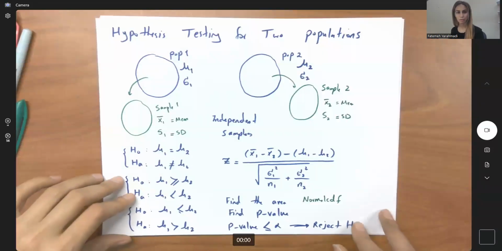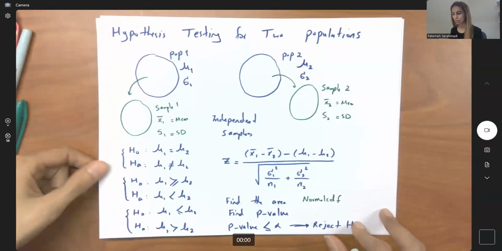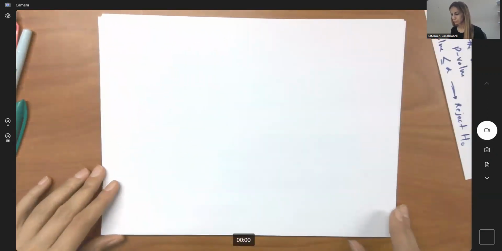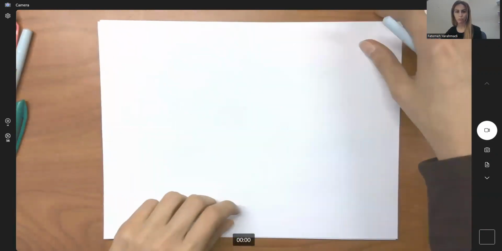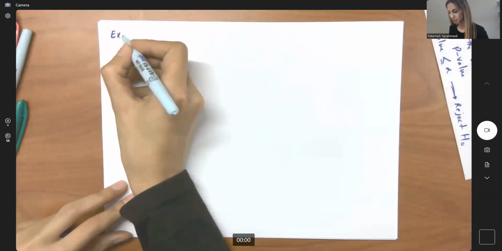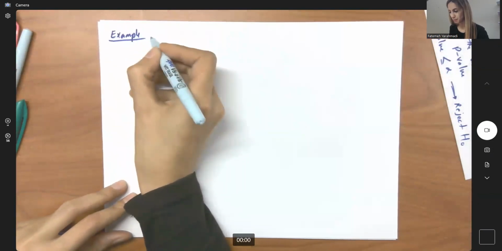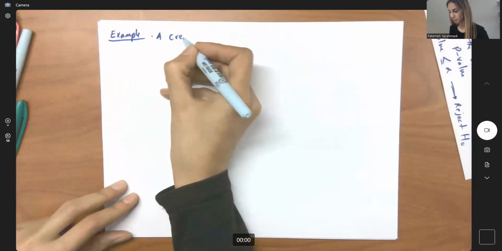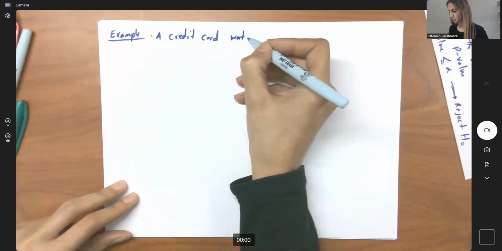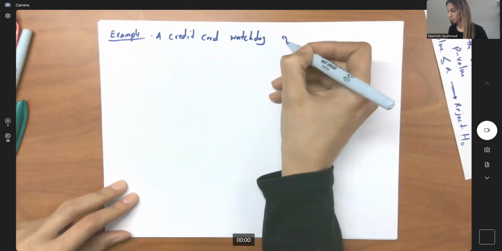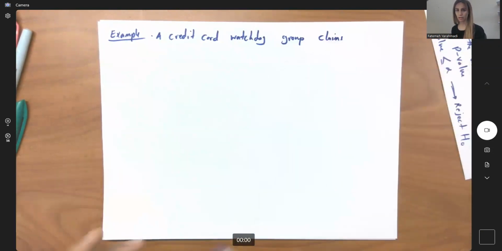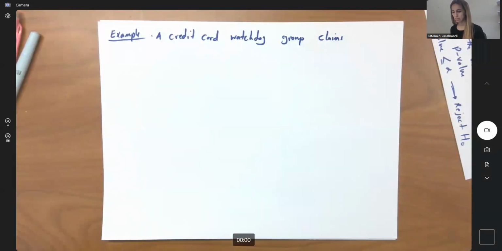Very good. Let's go over one example together and try to use what we learned here. In this example, we have a credit card watch group. So let me write down the example up here for you. A credit card watchdog group claims. Okay, guys, we have a keyword here.